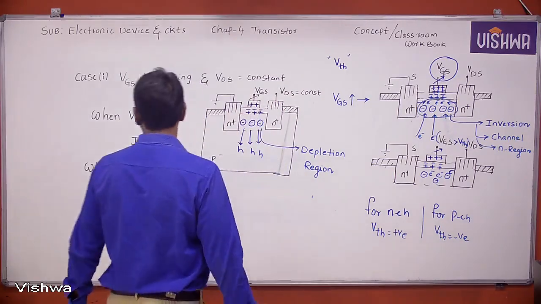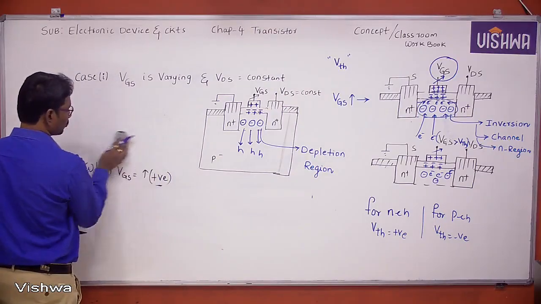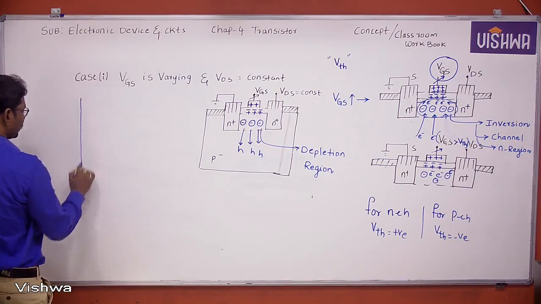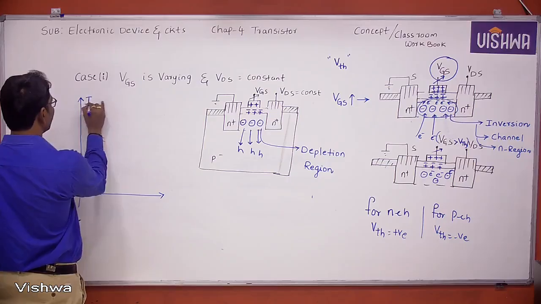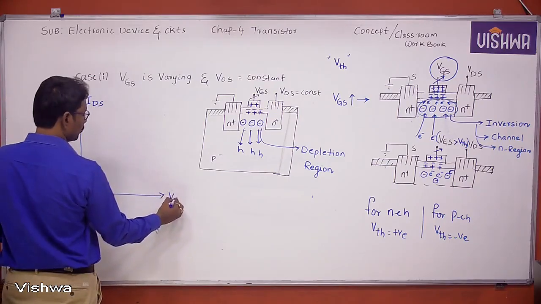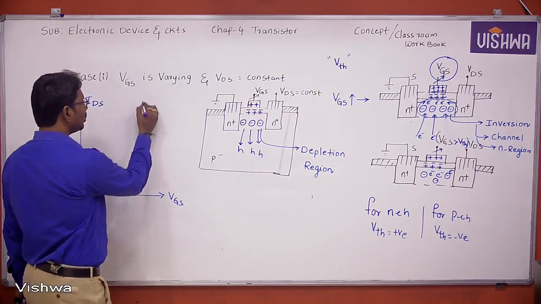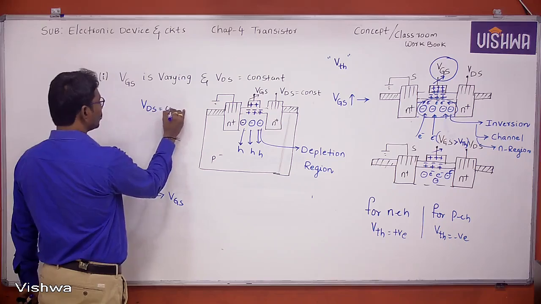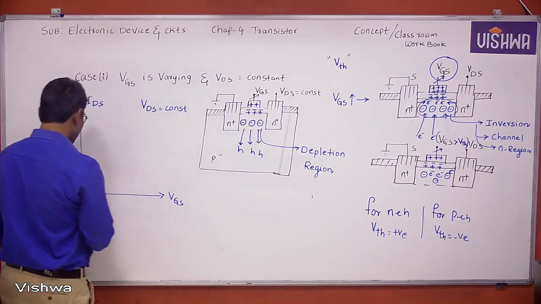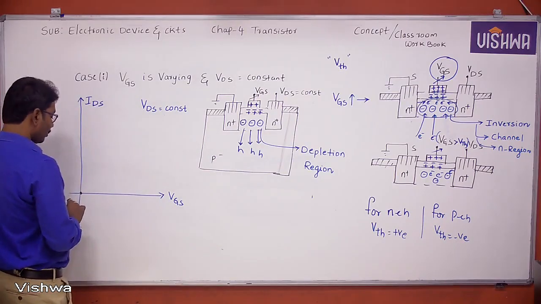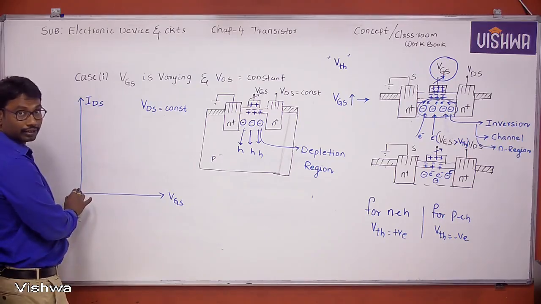Now I am going to plot the transfer characteristics here. The transfer characteristics are drawn between IDS versus VGS, by keeping which one constant? VDS is constant. Now, when VGS is zero, what about the current IDS? Zero, because the channel is not created.